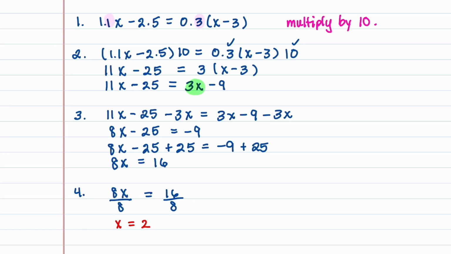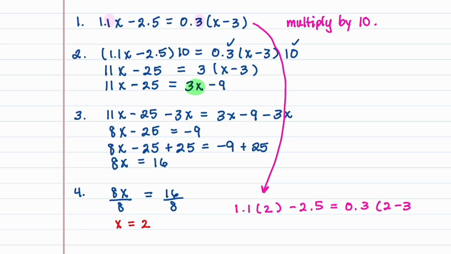Before we get done, let's make sure that answer is correct. Let me just draw an arrow here. We're going to take this equation and we're going to check it. So we're going to have 1.1 times 2 minus 2.5 is equal to 0.3 times 2 minus 3. Working on the left, we have 2.2 minus 2.5. And working on the right, we have 0.3 times minus 1.